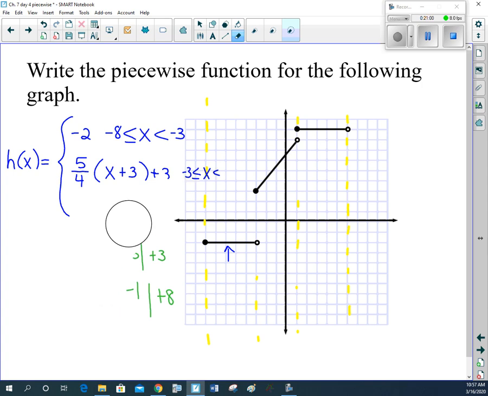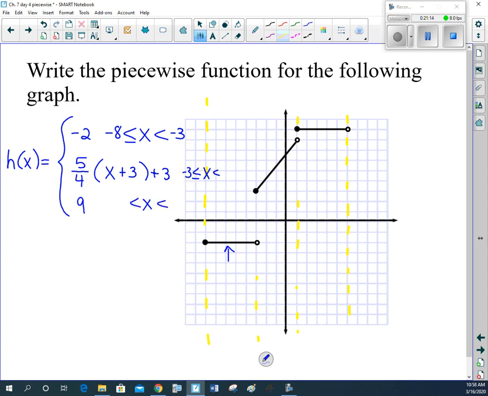I'm going to erase all those. Okay, and then we need the last one over here, which is a horizontal line at 9. And the boundaries for that one are between 1 and 6, and it's equal to 1, so I'm going to close circle that. Oh, I erased this one right here, it's closed at 1 right there. Okay, so there's our equation of our piecewise.